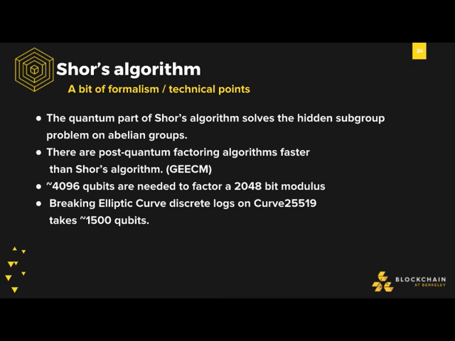Then elliptical curves can be broken even sooner, with up to 1,500 qubits. And I list this curve specifically because this is what's used in SSL right now. It's what's used in Monero. It's the common curve everyone's using. Does anyone have any questions at this point?